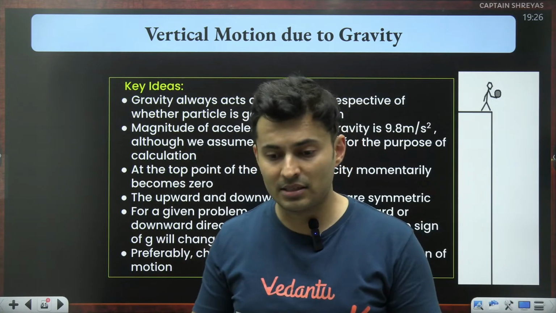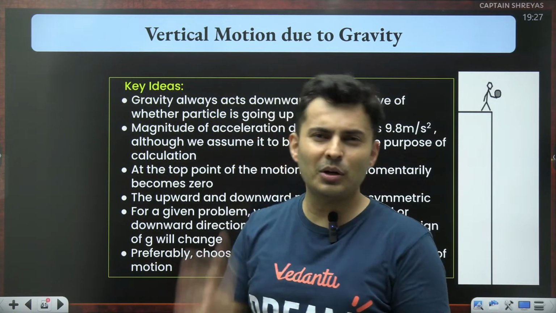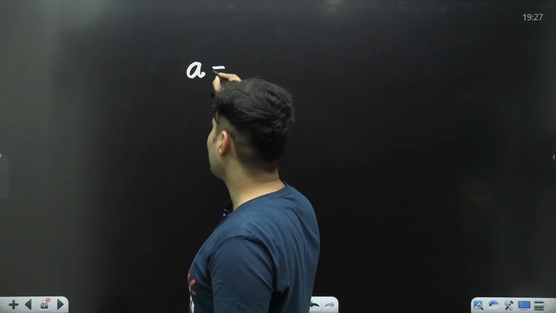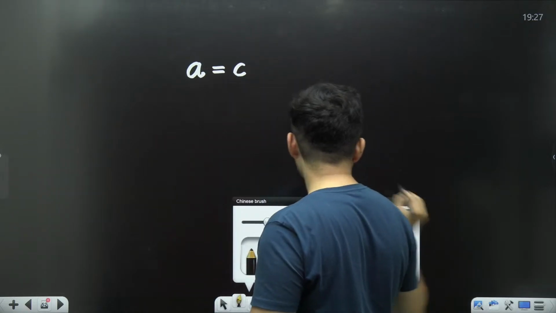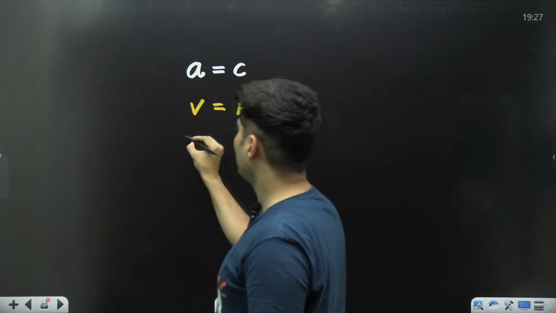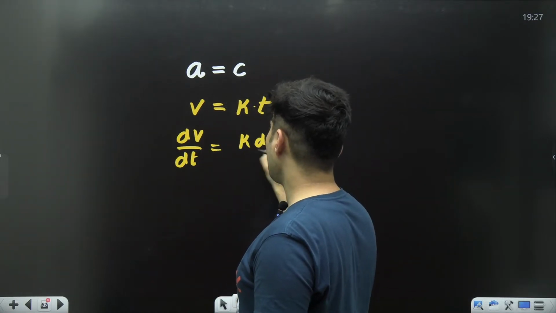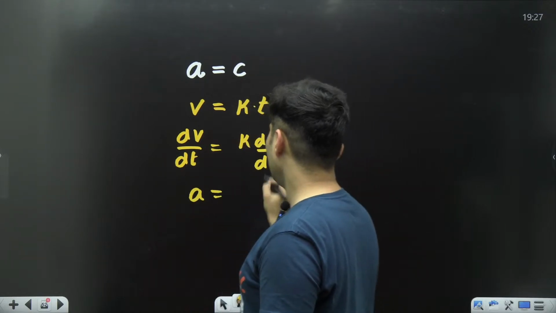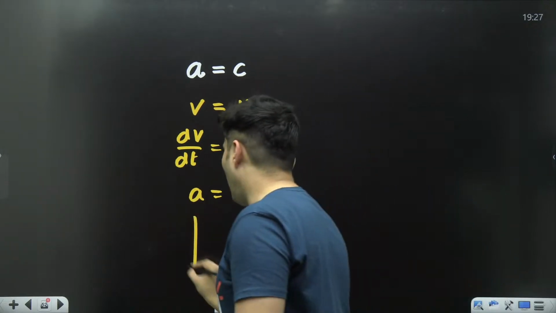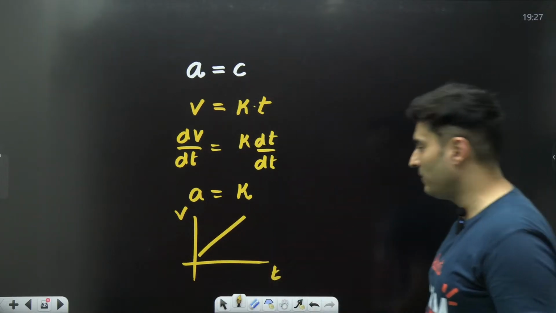For other things, maybe an object is going in a straight line in the horizontal direction, a car is going, that is not motion under gravity. So for such cases, what happens? Either you know that the acceleration is already given to be constant, or you know the velocity is some constant k into time. Reason being, when you differentiate velocity, you get k into dt by dt, but dv by dt is acceleration, dt by dt is 1, so acceleration will be some constant. So velocity is linearly proportional to time, or basically the velocity-time graph is a straight line like this. Okay, that is one way of knowing it.